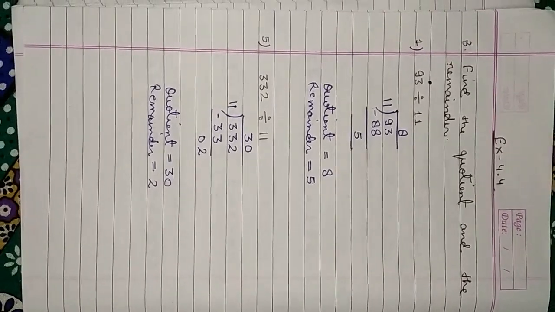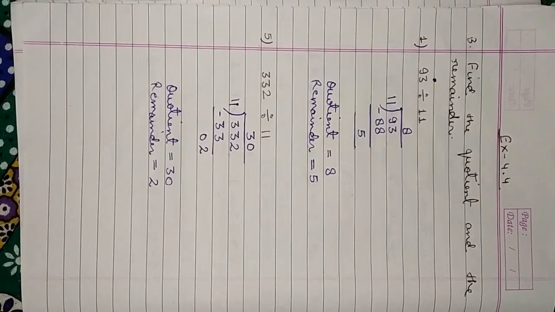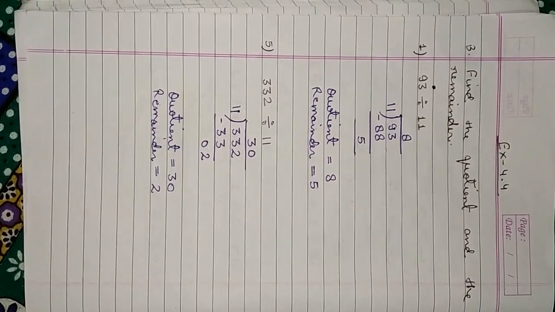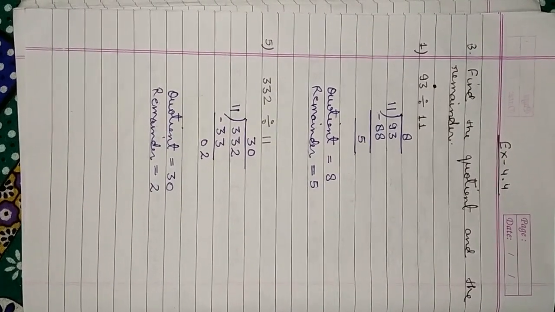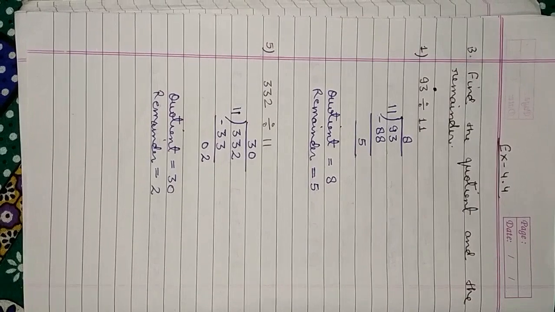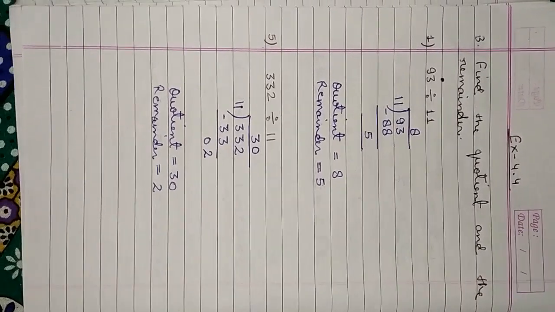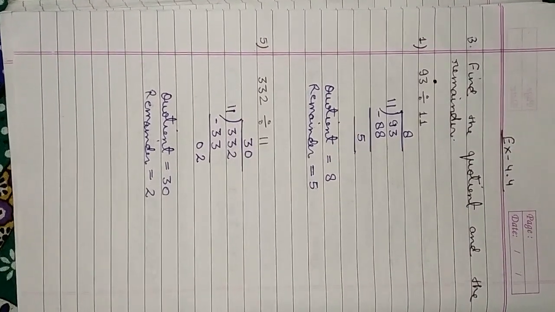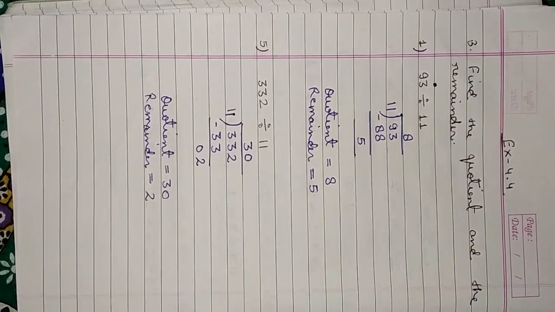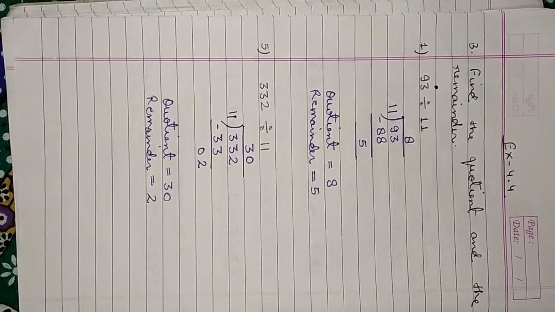Hello students. In last class we had completed exercise 4.3. Today we will start with exercise 4.4 on page number 52. Okay, B part. Find the quotient and the remainder.